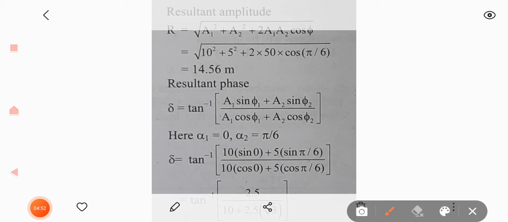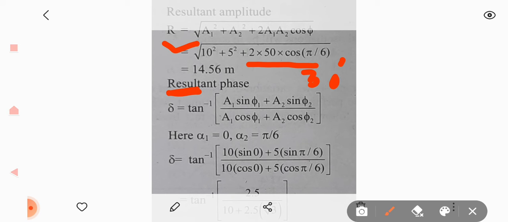Now you will observe here the formula for the resultant amplitude: R is equal to under root A1 square plus A2 square plus twice A1 A2 cos phi. So 10 square plus 5 square plus 2 into 10 into 5 cos of pi by 6. So friends, pi by 6 means nothing but the cos of 30 degree, and we can find out that value with the help of the chart, and if we substitute, the final answer is 14.56 meter.